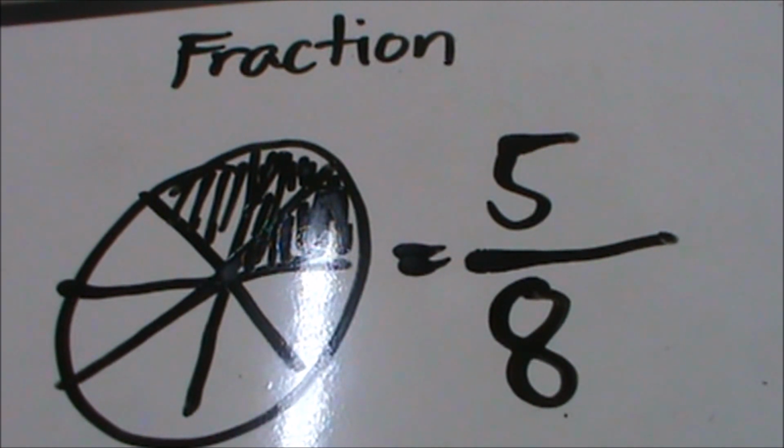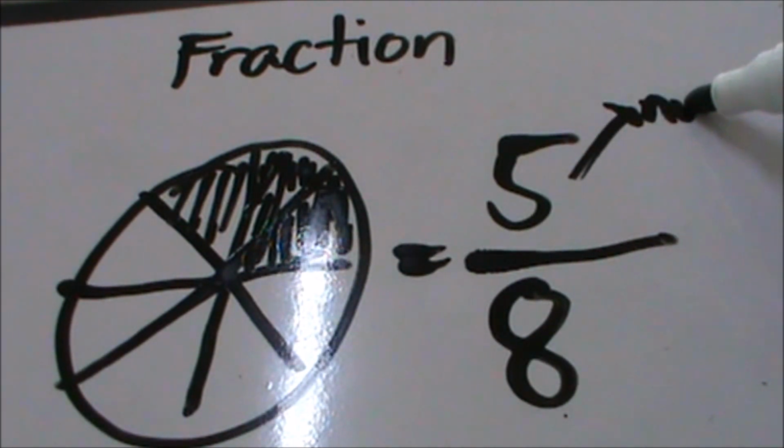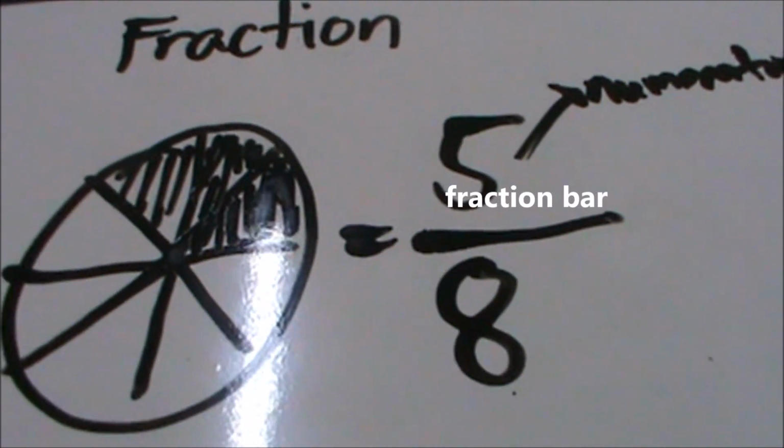A fraction consists of a numerator and a denominator. A numerator is the number above the fraction. This is the numerator. And a denominator is the number below the fraction.